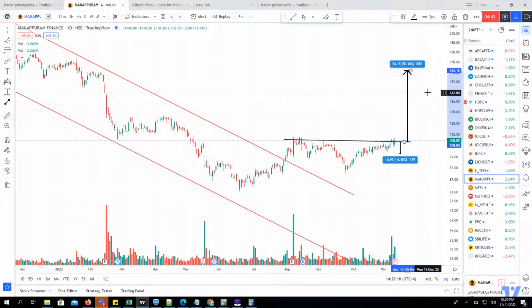If you're aiming for a short-term target, then your risk reward is 1 is to 2. But if you are aiming for a target with a time frame of around 2 to 3 months, then the risk reward improves to 1 is to 7.